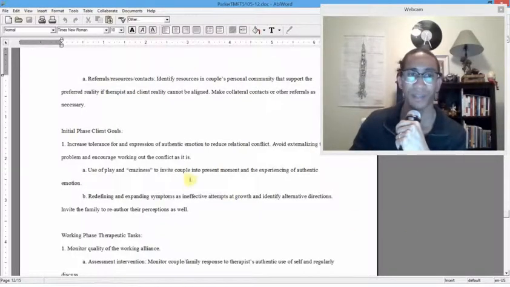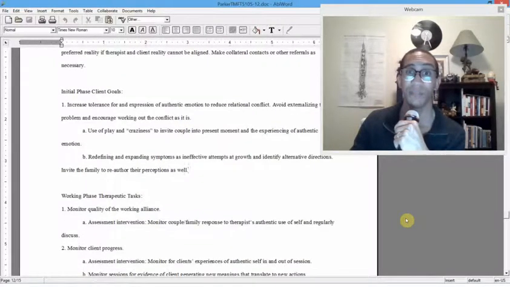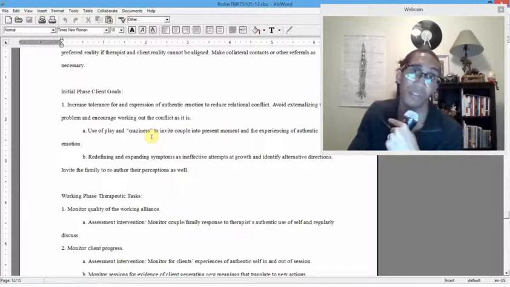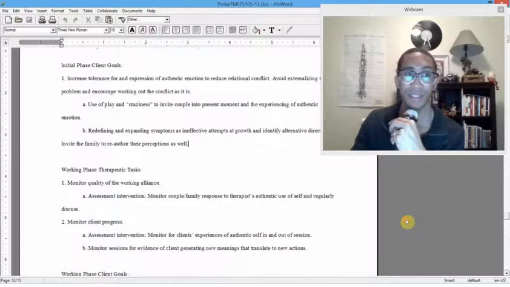Invite the family to re-author their perceptions as well. They're more than welcome to redefine their relationships, and I definitely think that they should, but I don't think that they should stray away from the diagnosis. It's pretty accurate. He just has very, very poor insight into it, which is another manifestation of schizophrenia. Sometimes you don't even know you're crazy. If you do, you're a lot better off. Ignorance is not always bliss.